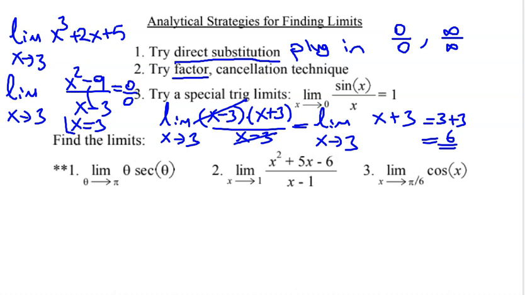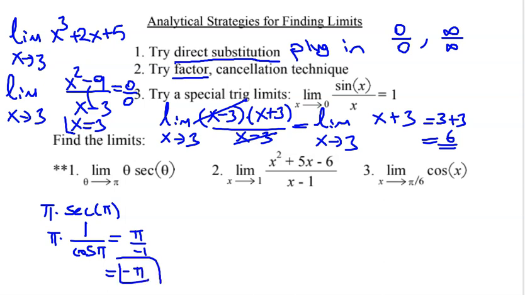Let's try to apply the plug-in. So we get pi times secant pi. We know that secant pi can be written as 1 over cosine pi, and we know that cosine pi is -1. My answer will be pi over -1, or just negative pi. So you see that I just applied the plug-in method, and we ended up with a numerical value, and then we are done. That's perfect. Let's move on to the second problem.